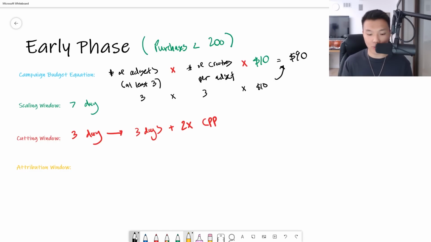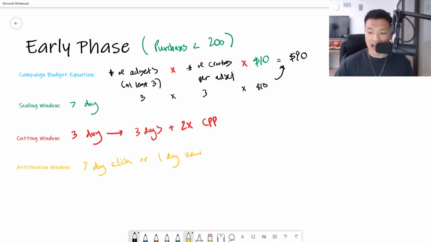Now, the attribution window I use is 7-day click or 1-day view, all right? And that's the attribution window I was also using before. So how does all of this boil down? What does this actually look like when you take action?